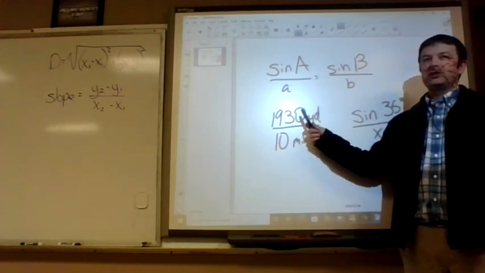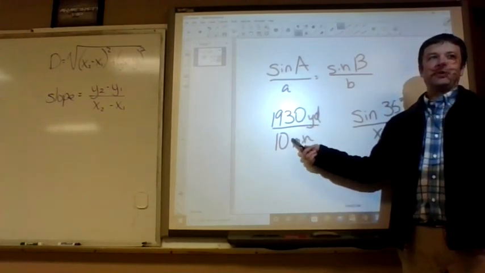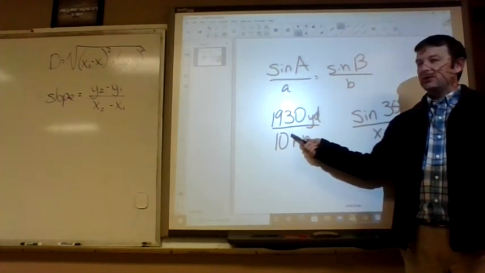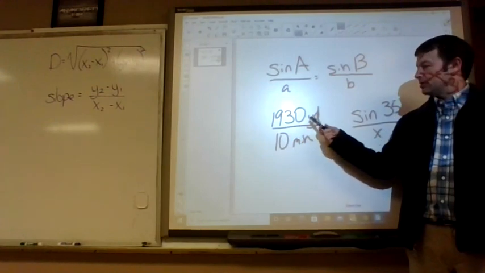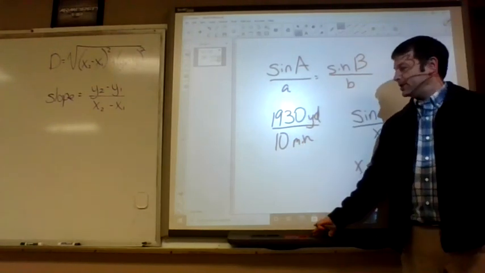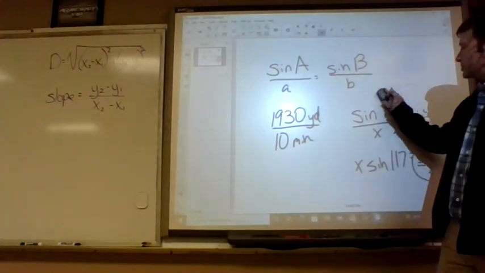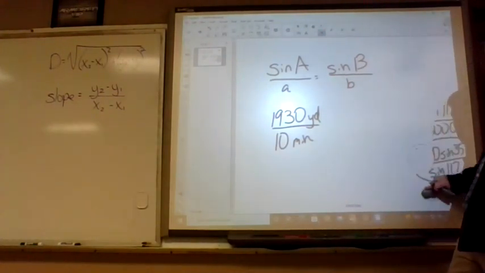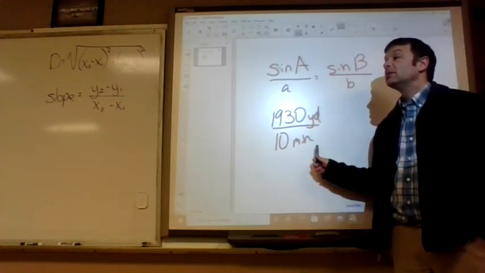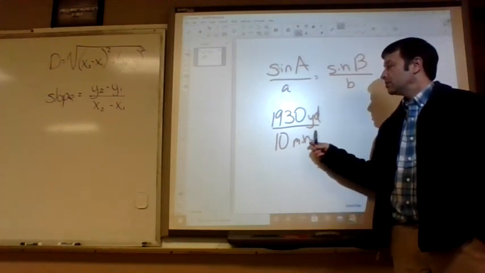The question is, how many yards per minute was the boat going? I thought it was knots. Oh, wait, that's D. If you just divide that, it's 193 yards in 1 minute. So that's the answer. How do you even put it into the calculator?